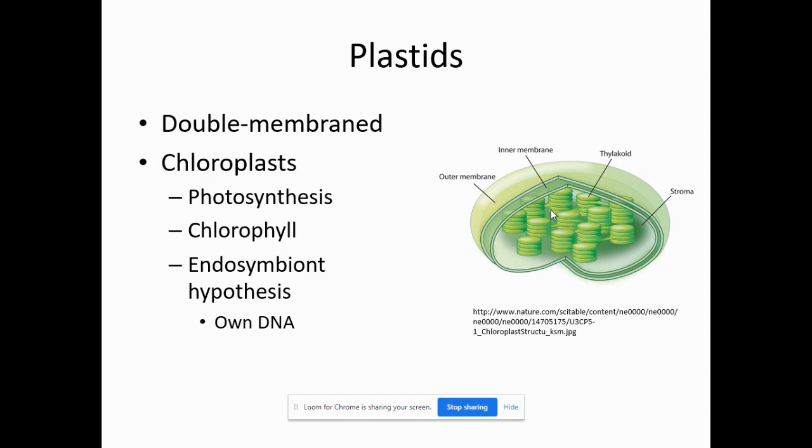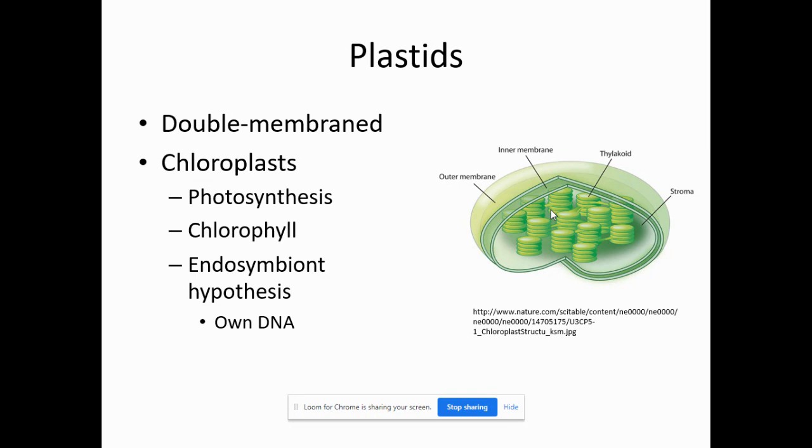All right, and the first one we'll talk about are chloroplasts. Now, chloroplasts are plastids that specialize in photosynthesis, and they store a photosynthetic pigment, the main one being chlorophyll. All right, and that's why plants have their overall green color, because they store this green pigment, chlorophyll.